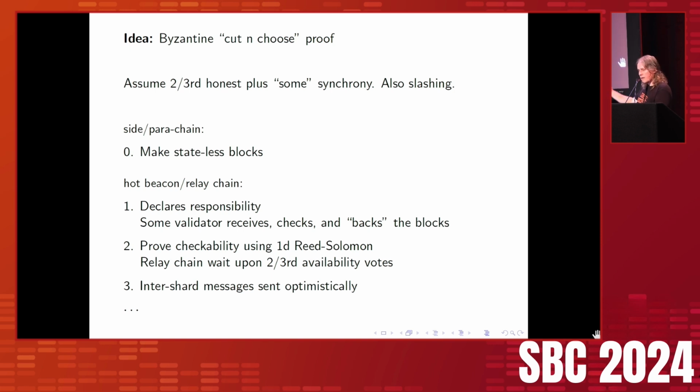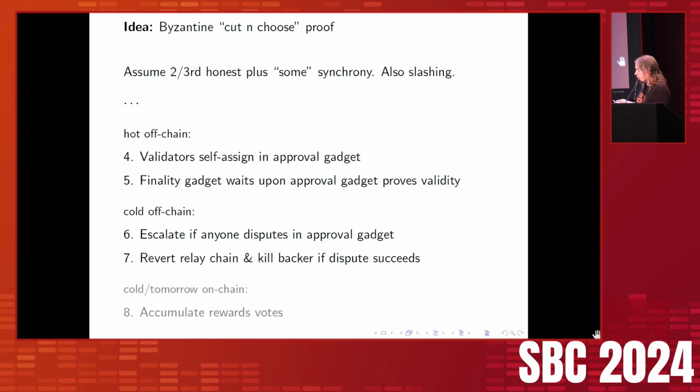So we're just going to go ahead and optimistically send all the messages. This gives us inter-shard latency of tens of seconds. All right. What happens now? The nasty part. There's this approval gadget, which I'll explain in a second, and the validators are self-assigning using verifiable random functions what they're going to check of the incoming parachain blocks. And basically, we just delay finality until everything is approved.